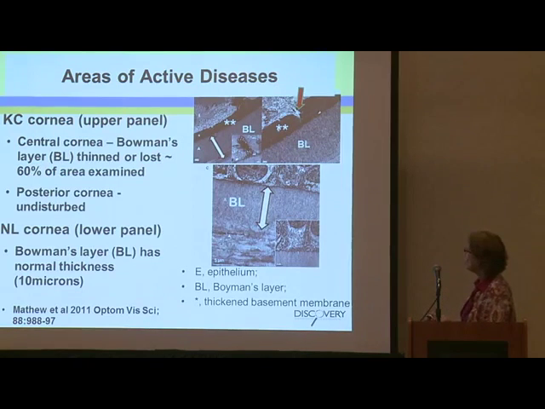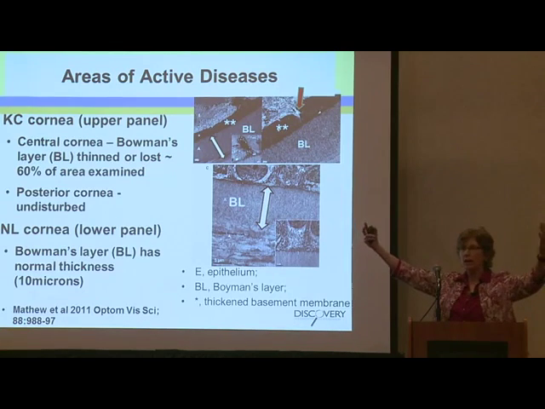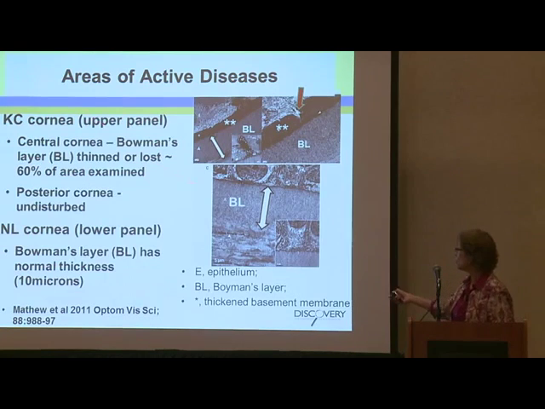And this just shows a normal cornea. Now this is a transmission electron micrograph. So you've taken this cell and blown it up to this size. This is just one part of one cell, and this is the Bowman's layer. In a normal cornea, you can see how thick that is. But in a keratoconus cornea, it's much, much thinner than in the normal.